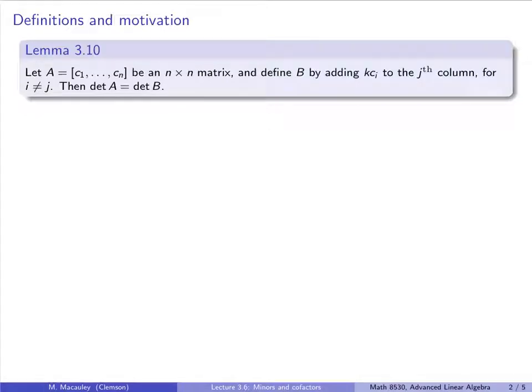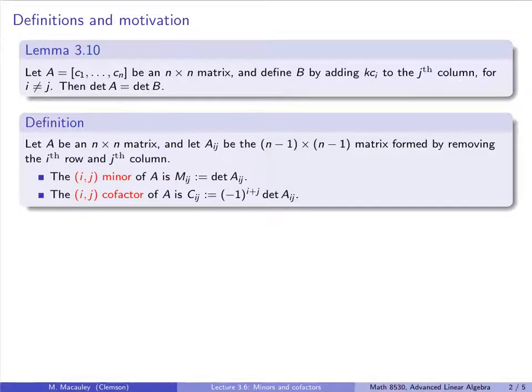By the previous lecture, we know that the same result is going to hold for rows instead of columns. And when we row reduce matrices, that's what we're doing. We're subtracting some multiple of some column from another column to zero out some entries. So this process does not change the determinant. So keep that in mind. We will use it soon.